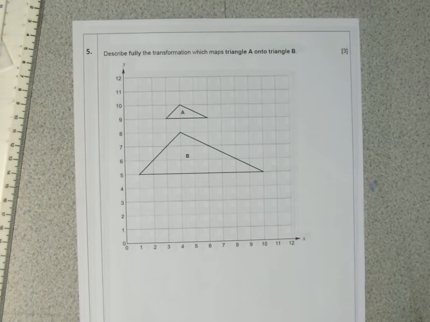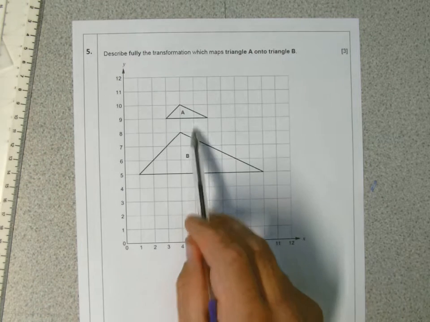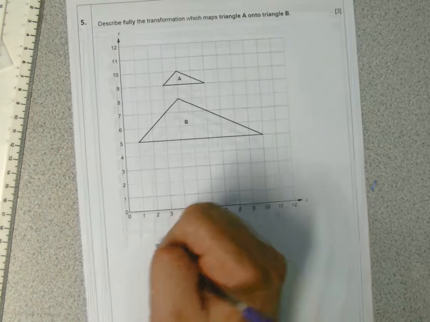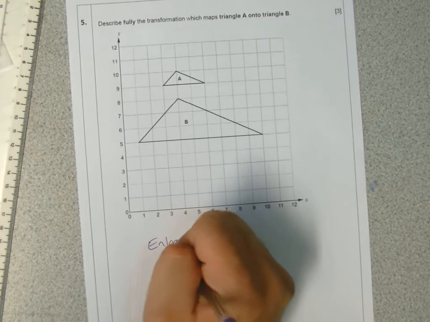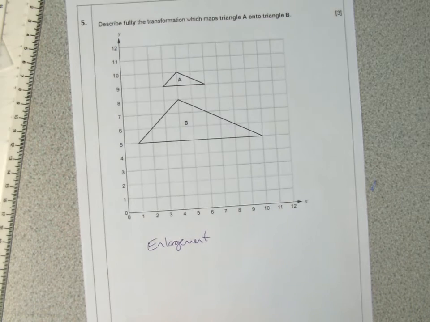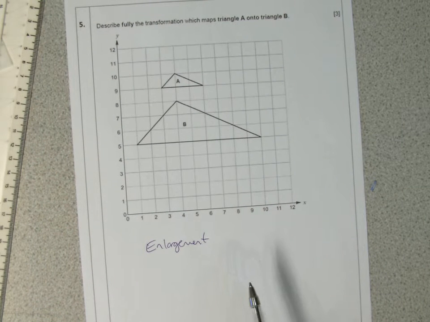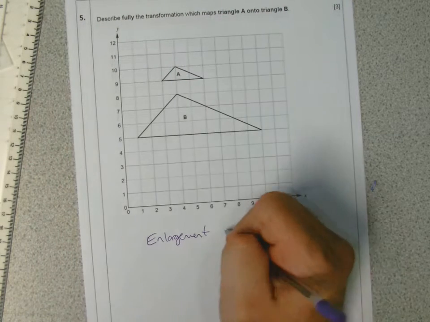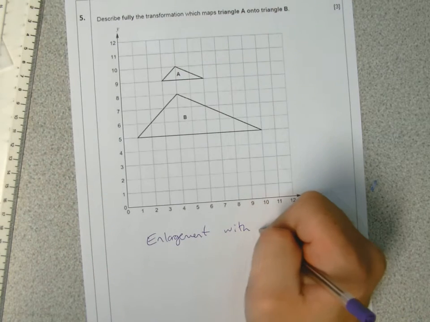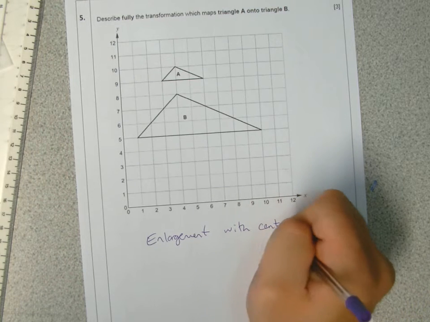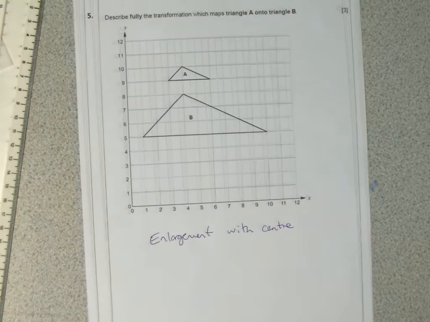The last one, okay, this one, describe fully the transformation which maps triangle A onto triangle B. I hope you notice the different sizes. So in this case, it is an enlargement, yeah? And you will get a mark for just putting that down, an enlargement. The only trouble is, though, with an enlargement, you need to note where the center of the enlargement is, okay? So you need to work out where that is. With center, okay, where the center is.